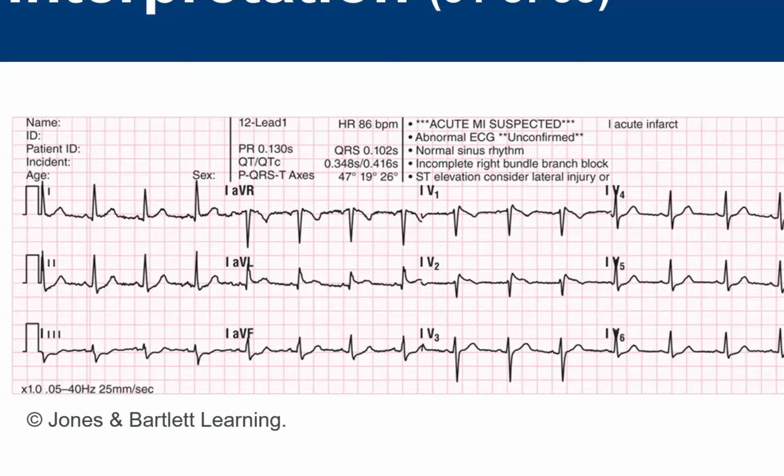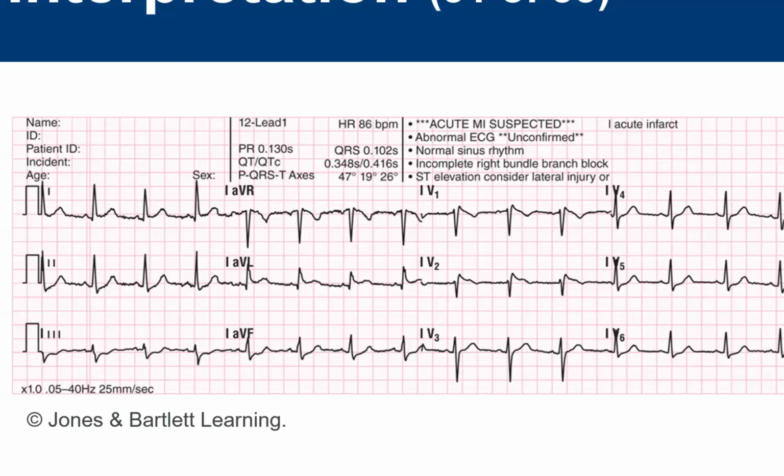Let's go to V3. Do we have 2 boxes in V3? No. Okay, we do not. Baseline is basically right here. Close to there. We have less than a box or right at a box. That's not enough for V3. So we do not have anterior, no.